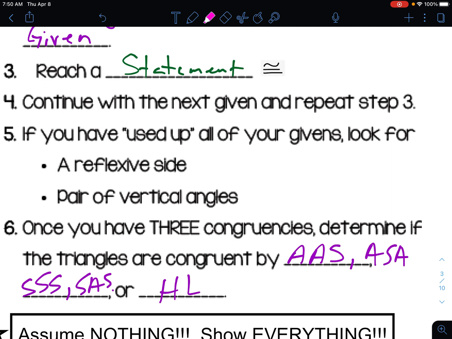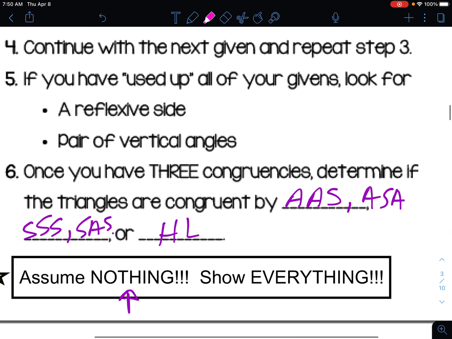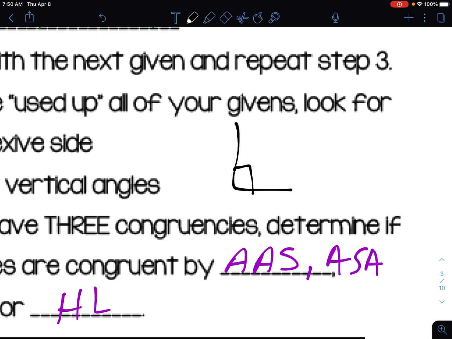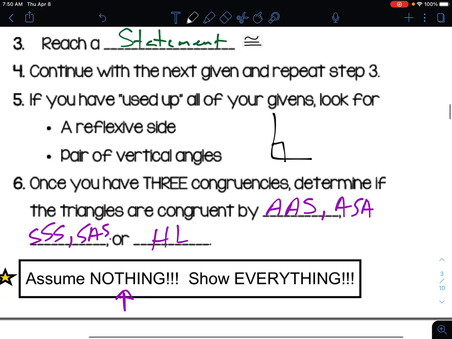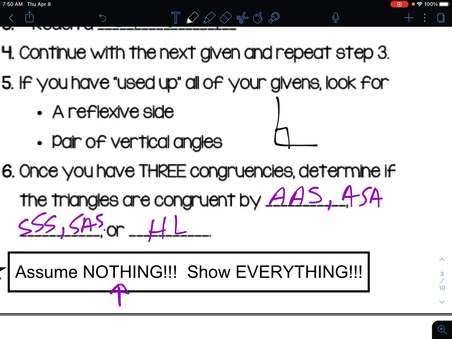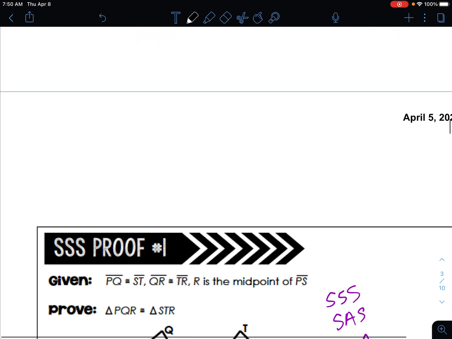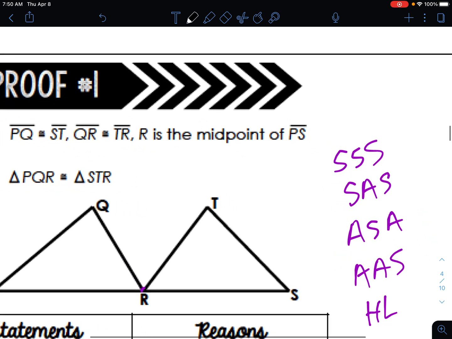And then once you have the 3 bits of information, you get to choose which ones it's going to be. Don't assume anything. If they don't have a box for a right angle, you can't say that it looks like it might be a right angle unless it has the box or unless it tells you something about being perpendicular. You can't assume it. Go by what they're giving you, not by what it looks like. So let's roll through this.